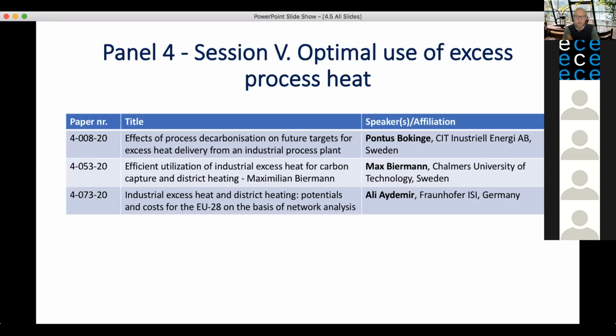And finally, we'll go on to a little more of a top-down study. We'll have Aydemir from Fraunhofer in Germany, and he'll be talking about these new ways and new methods for assessing realistic potential and cost for using excess heat for district heating, and he's tried to do that at the top-down EU 28 level. With some new methodology, with network analysis, which he will explain to us. So that's the program for this session.